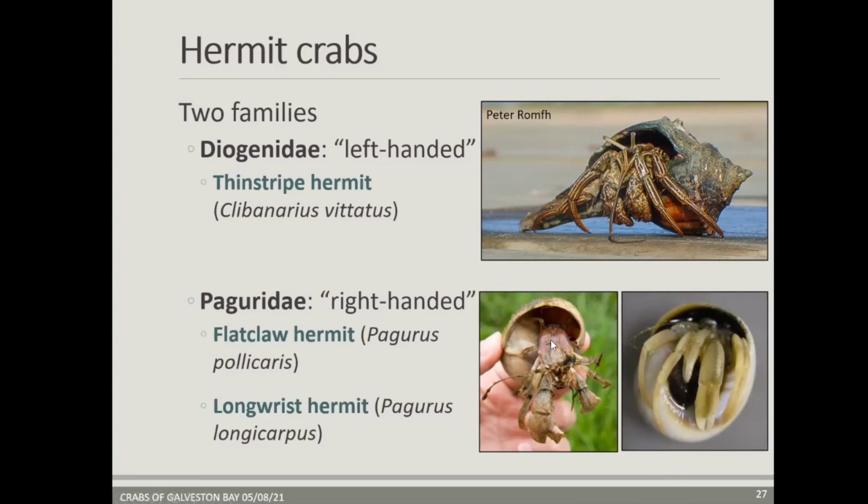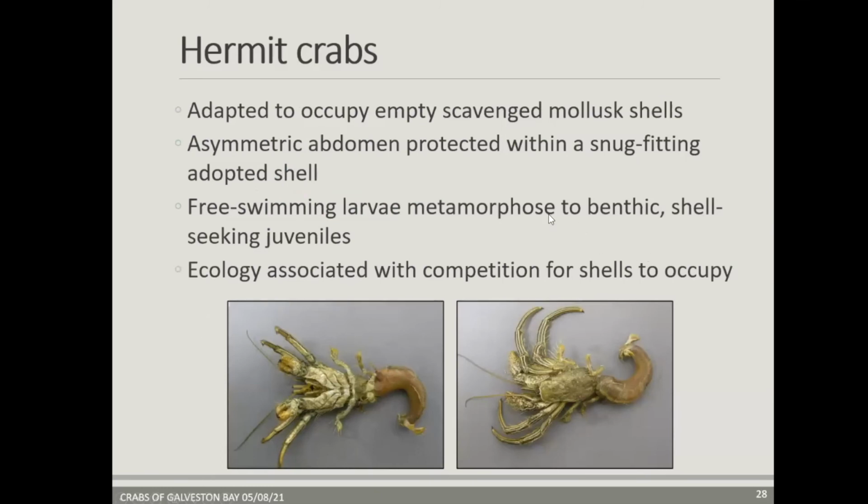So they are adapted to occupy empty mollusk shells that they scavenge, and they absolutely have to have them because their abdomen has no carapace on it at all. It's completely exposed. So what they have to do is find a snail shell that is the right size for them, and then get into it and anchor themselves inside. When they are preyed on, their predators can yank them out of the shell, and then this is very, very tasty to them.